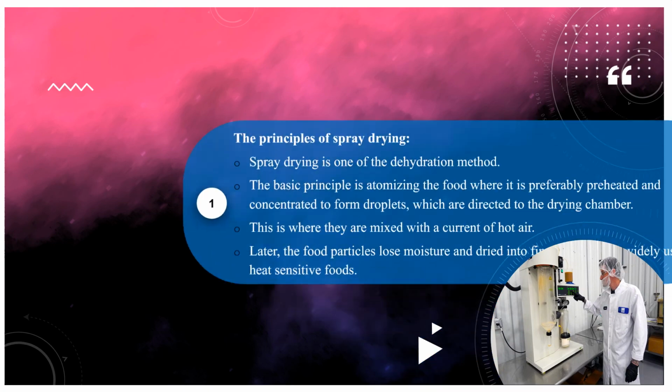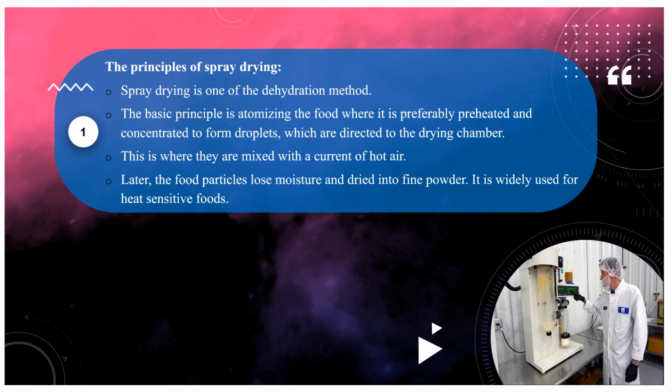Now we move on to the principles of spray drying. Spray drying is one of the dehydration methods, and the basic principle is atomizing the food, which is preferably preheated and concentrated, to form droplets which are directed to the drying chamber. This is where they are mixed with a current of hot air. Later, the food particles lose moisture and dry into fine powder. It is widely used for heat-sensitive foods.